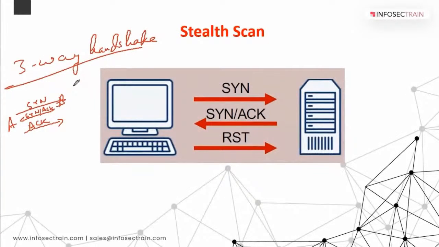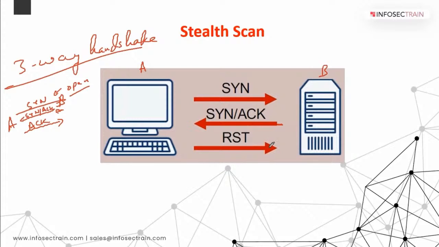Whatever port is open, only with that particular port you would be able to do your three-way handshake. Now the point is, if I send a SYN flag and from the B side I get a SYN-ACK, see, whatever port is open, that port is replying back to me with the SYN-ACK. Can you see in this part? So only the port which is open replies back with SYN-ACK, isn't it?